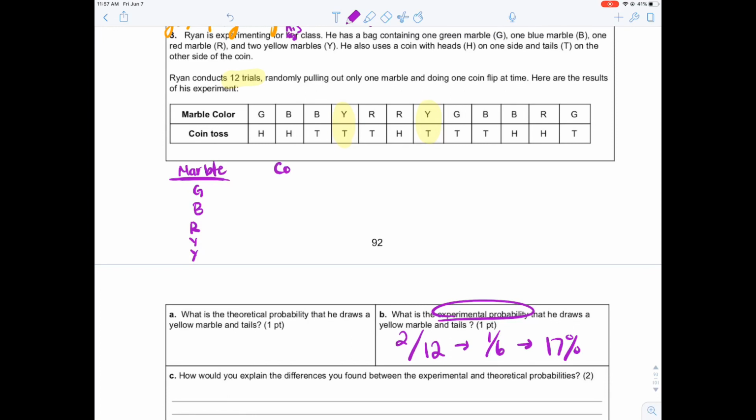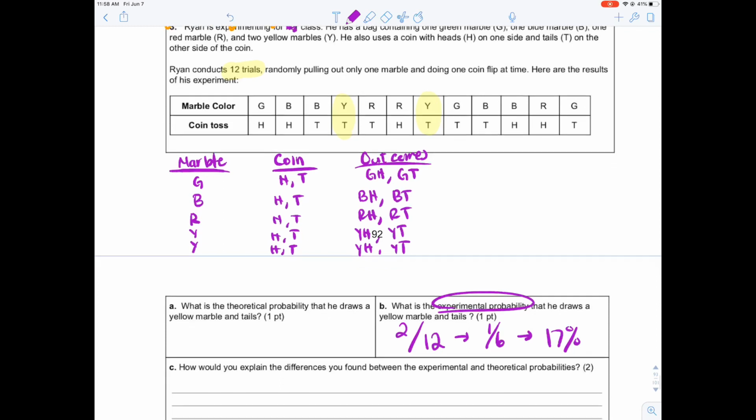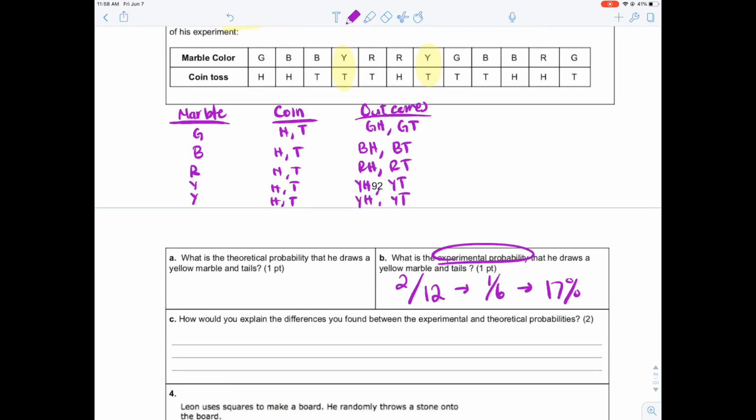The second event is the coin, right? And remember, for each color marble that we pick, they are going to have either heads or tails. So we are going to list like this: heads or tails, heads, tails, heads, tails, heads, tails, and heads, tails. So when we write our outcomes, we're gonna list all of them. So for my green marble, I can either have green and heads or green and tails. For my blue marble, I can have blue and heads, and then I have blue and tails. For my red marble, red and heads. I think you guys are getting the picture here. Yellow marble, yellow heads, yellow tails, and then we have it twice. So there is my tree diagram, or some version of it.